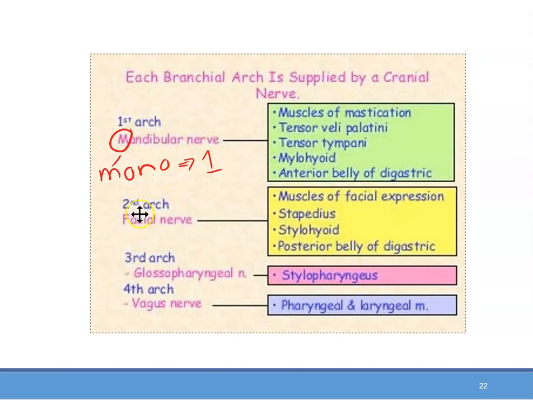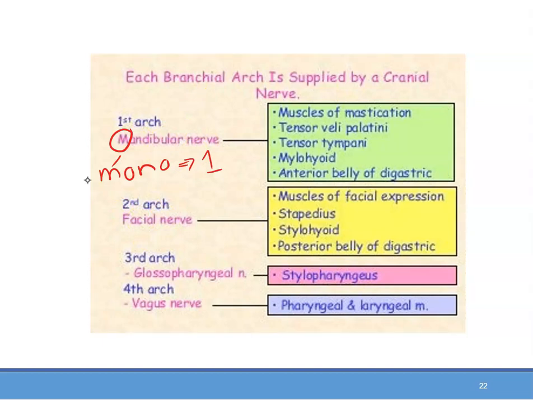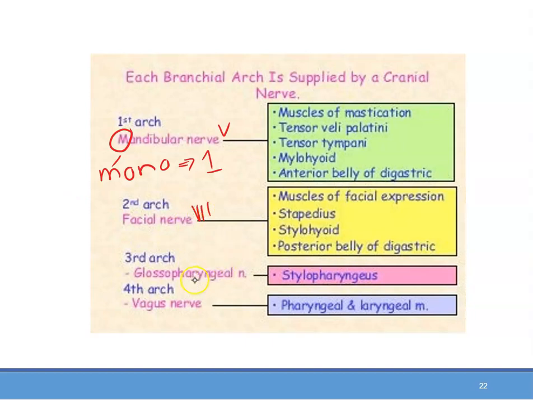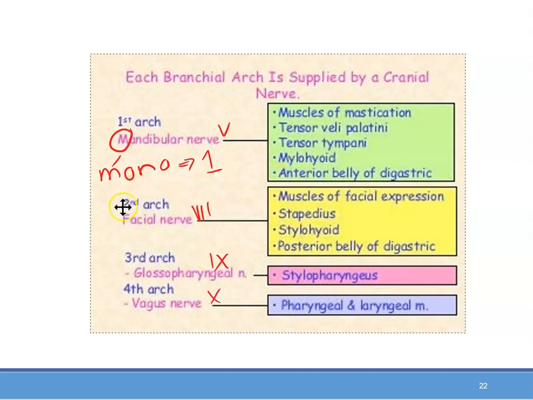The second arc is the facial nerve, and so let's just look at the numbers. The mandibular nerve, known as the trigeminal nerve, is the 5th nerve, in Roman numerals. The facial nerve is known as the 7th nerve. Glossopharyngeal is the 9th nerve, and vagus is the 10th nerve.